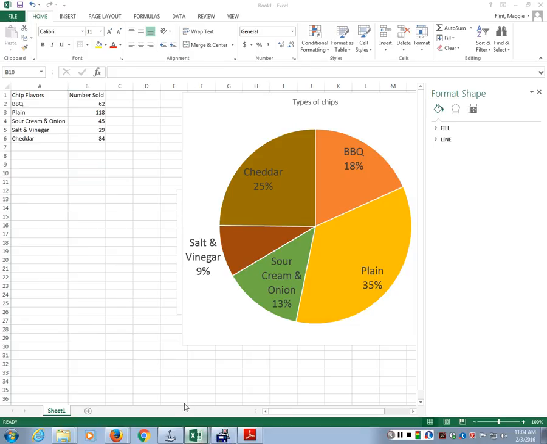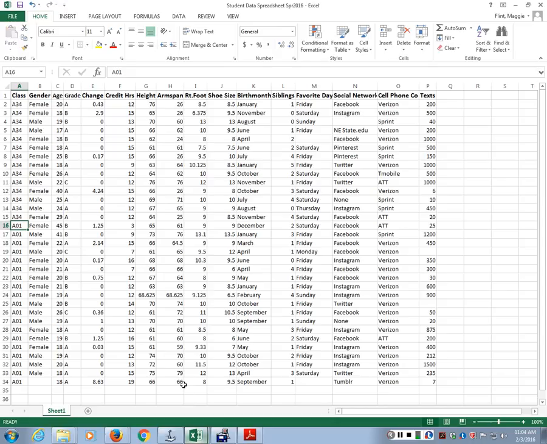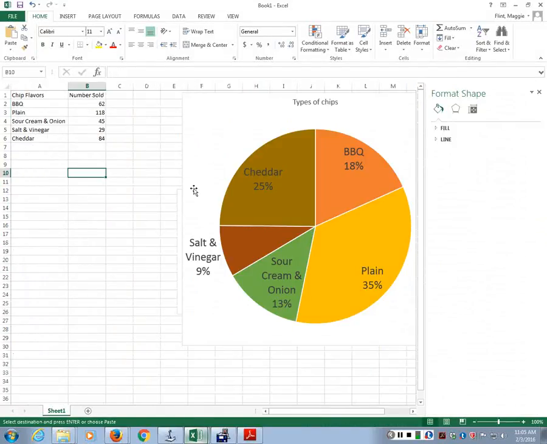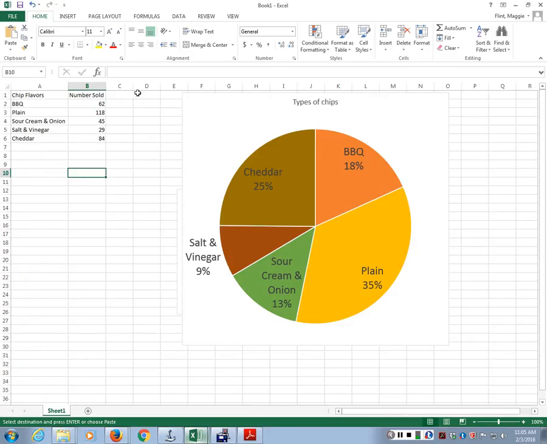Let me just arbitrarily pull up the data file from Excel that you sent me. I'm going to copy out, just out of curiosity, the number of texts that you sent. And I'm going to add that to this chart.